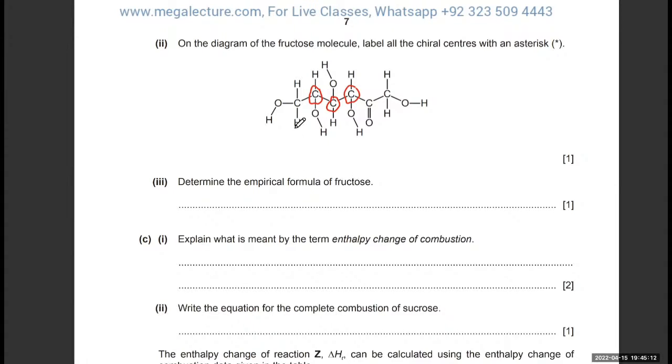Determine the empirical formula of fructose. So that's 1, 2, 3, 4, 5, 6 carbon atoms. Hydrogens are 1, 2, 3, 4, 5, 6, 7, 8, 9, 10, 11, 12. So you've got 12 hydrogens and you need oxygens. That's 1, 2, 3, 4, 5. Are we sure we have 5 or 6? 1, 2, 3, 4, 5, and 6. So that's basically glucose. The empirical formula is going to be C1H2O1.